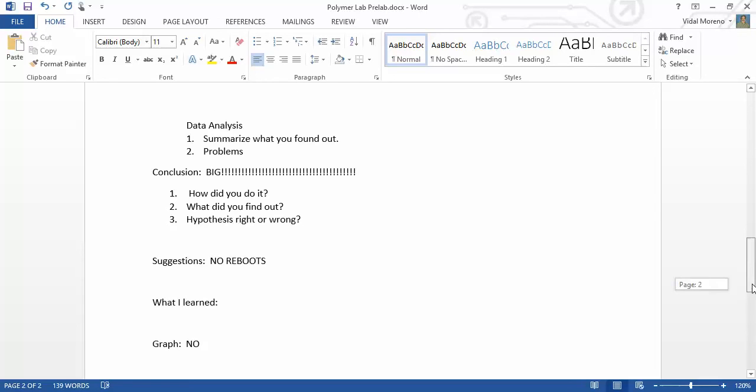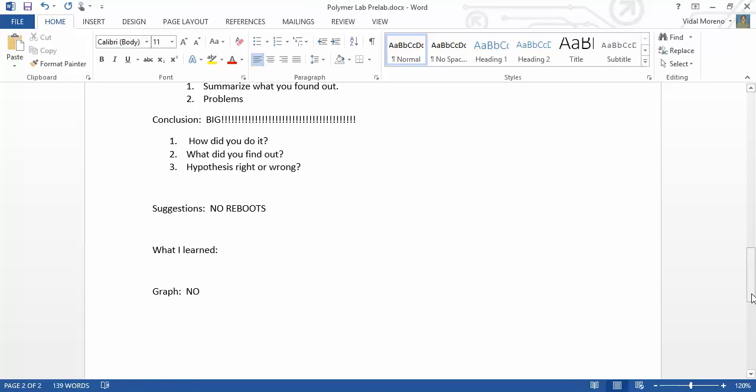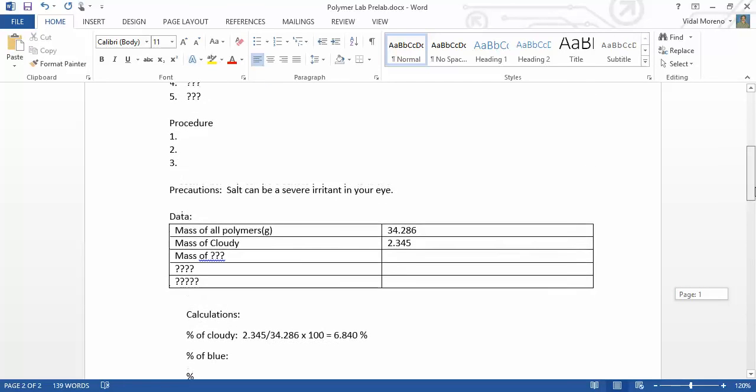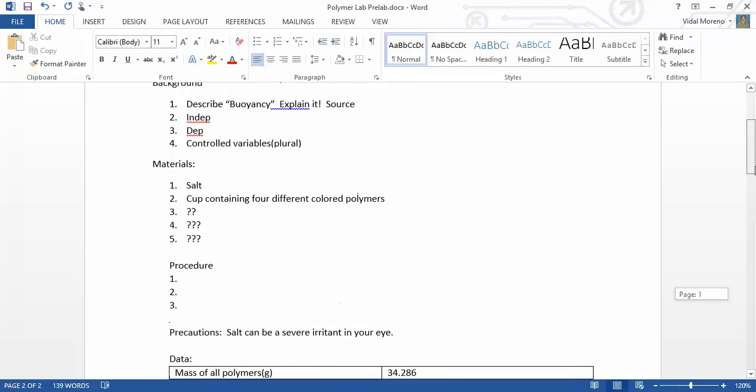No reboots. You know what's the easiest thing to do? Find your variables that you controlled for. Change one of them. Keep your independent the same. Change one of the variables. That's the easiest way to come up with a sequel.